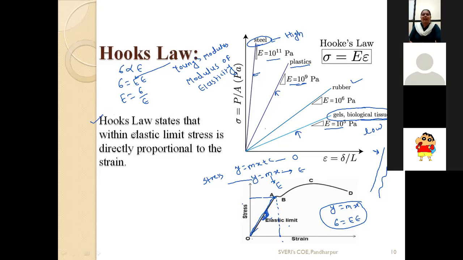So please write down this Hooke's law. Hooke's law states that within elastic limit, stress is directly proportional to strain. And after that, write down mathematically, stress is directly proportional to strain. So sigma is equal to E into epsilon. So E is equal to stress upon epsilon.